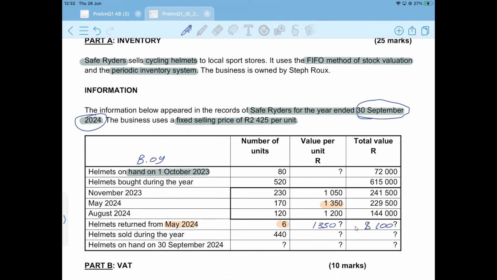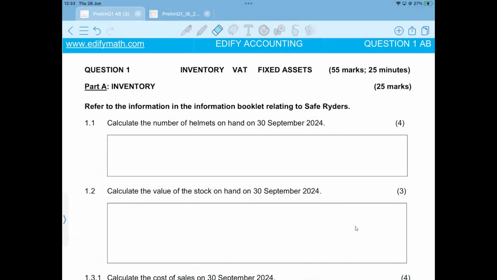Okay. And they gave us the number of helmets that we sold. We need to find helmets on hand on the 30th of September. They didn't give us any value or the number of units. But that will normally be determined by the stock method we are using, and here we are using first in, first out. The first question requires us to calculate the number of helmets.